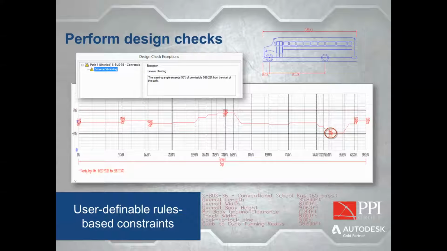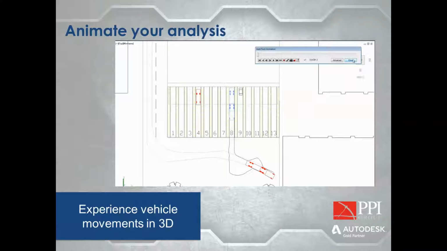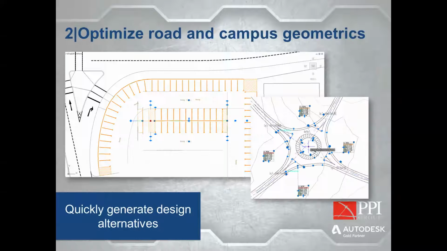Then during that process you can perform design checks, and you can see that chart there. That's just basically showing where oversteers may occur during your driving path. And then after it's all said and done, we can animate this and look at it in 3D.